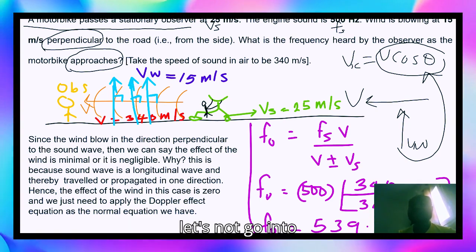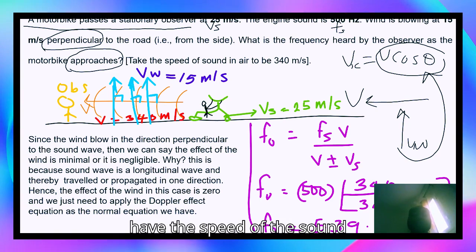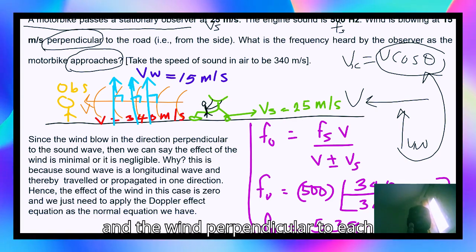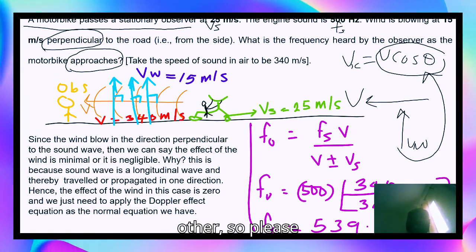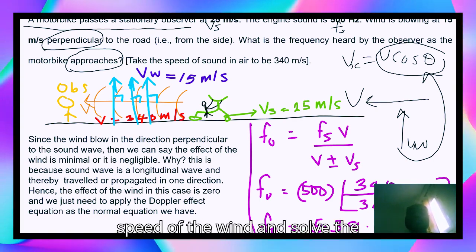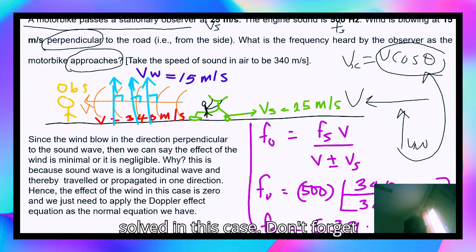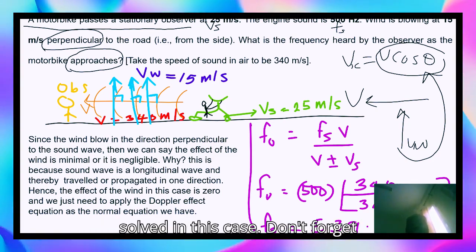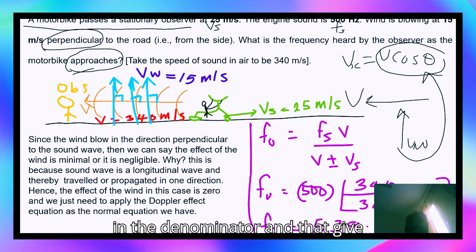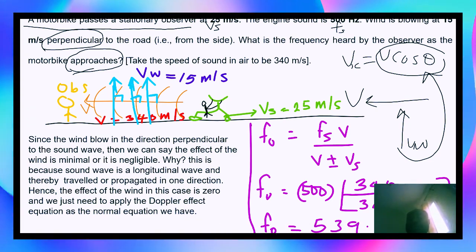So let's not go into that, but now just realize that whenever you have the speed of the sound and the wind perpendicular to each other, please immediately neglect the speed of the wind and solve the equation as normal, as you can see, which I have solved in this case. Don't forget, when it is approaching, we use minus in the denominator, and that gives us 539.8 hertz.